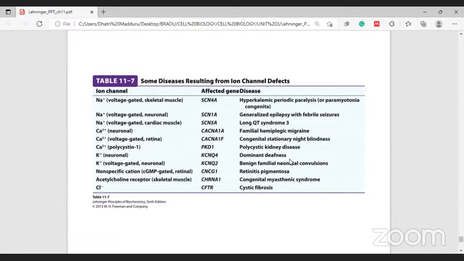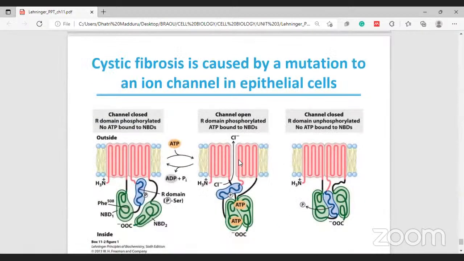Like that, we have different diseases caused by defects in the genes coding for ion channels. We will look into one example, cystic fibrosis. If there is any mutation in the ion channel in the epithelial cell, it can result in the disease called cystic fibrosis. Here, this is the inside portion of the cell and this is the outside portion of the cell.